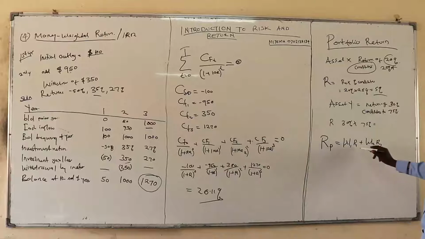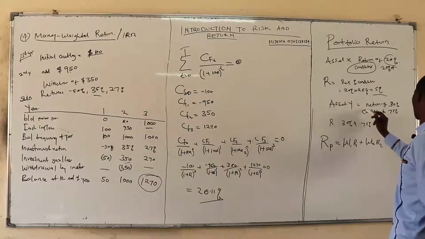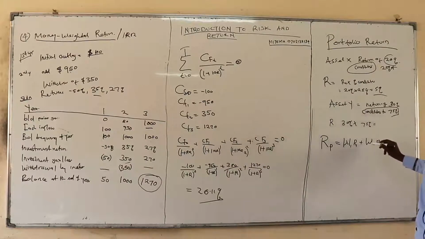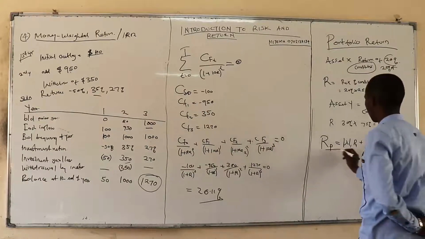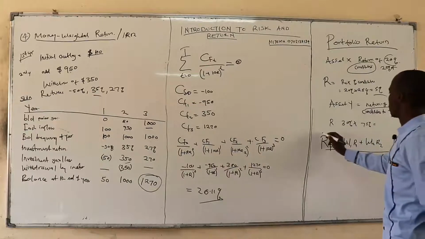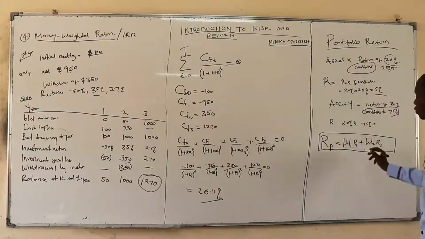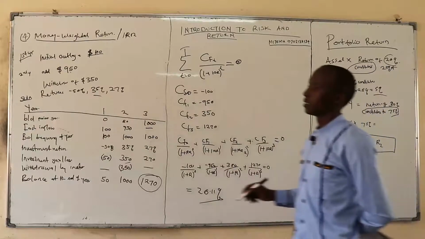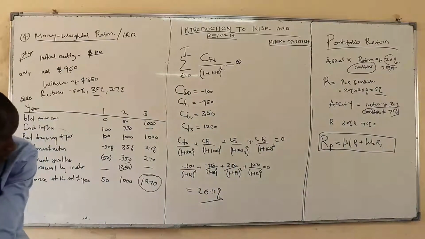You add this to the weight of the second asset, which is our Y, and it constitutes 75% of the total portfolio. You multiply it with the return of that asset Y, which is 30%. You find the return of a portfolio. So this is the formula for calculating the return of a portfolio for two assets. Again, remember, it could be more than two assets.